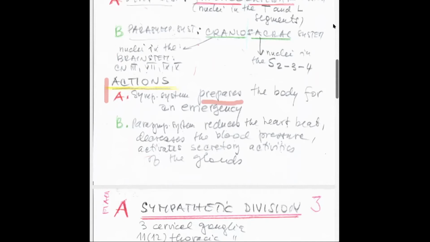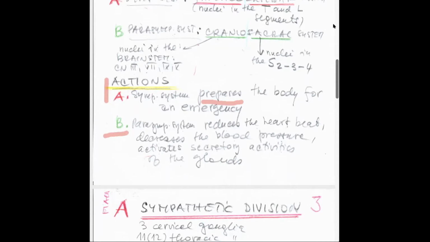That means we need more blood in the heart, we need more blood in the brain, we need more blood in the muscles of the extremities. We need much less blood in the gastrointestinal system. The parasympathetic system reduces the heartbeat, decreases the blood pressure, activates secretory activities of the glands. So this is more or less logical.